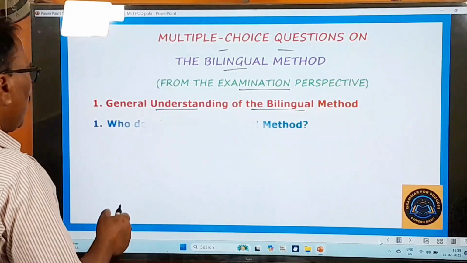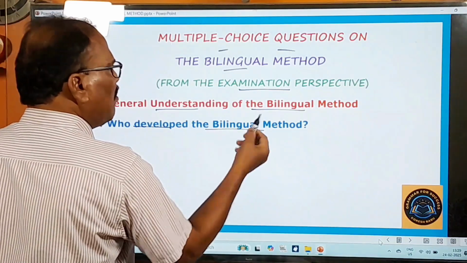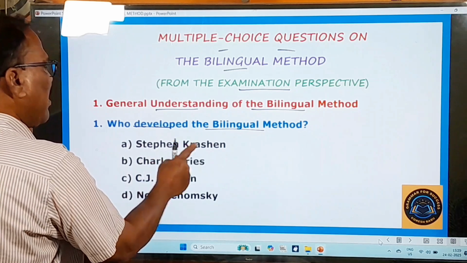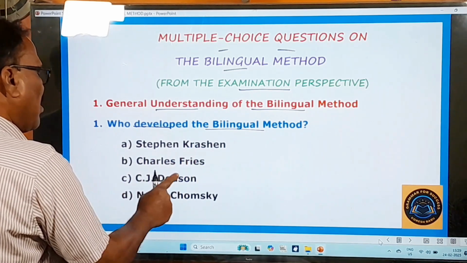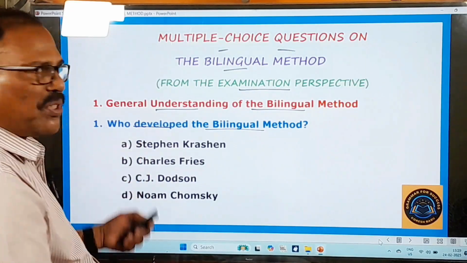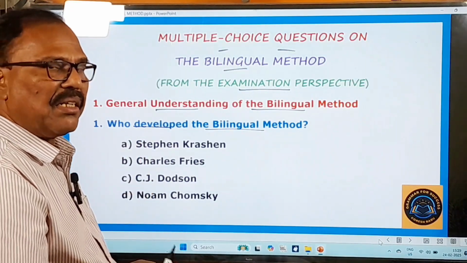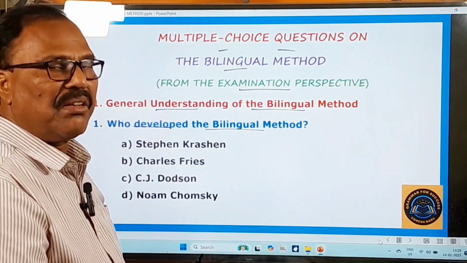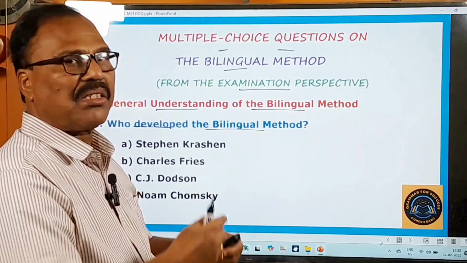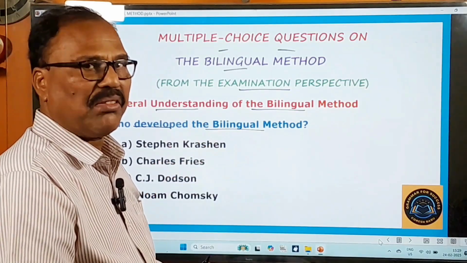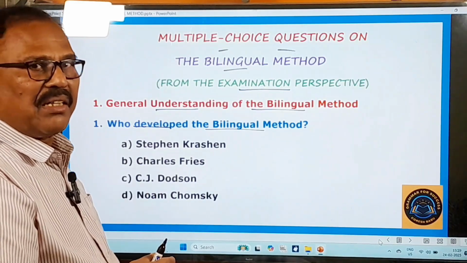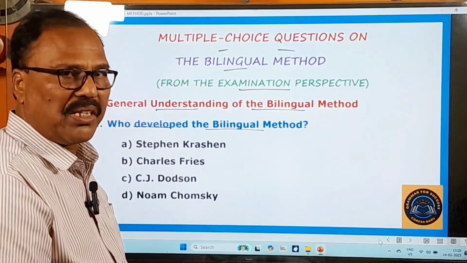Okay, and what is the first question? Who developed the bilingual method? Very simple, very easy. Okay, and what are the options given here? Stephen Krashen, Charles Fries, C.J. Dodson, Noam Chomsky. Okay, see, these are the four options given under this question. Here it is very easy, but in the examination you might get confused a little bit because you will be already in some kind of tension or some kind of confused state and all that. Okay, but here this question is very easy for you. You can easily tick the right one. Now you move on to other questions, right?